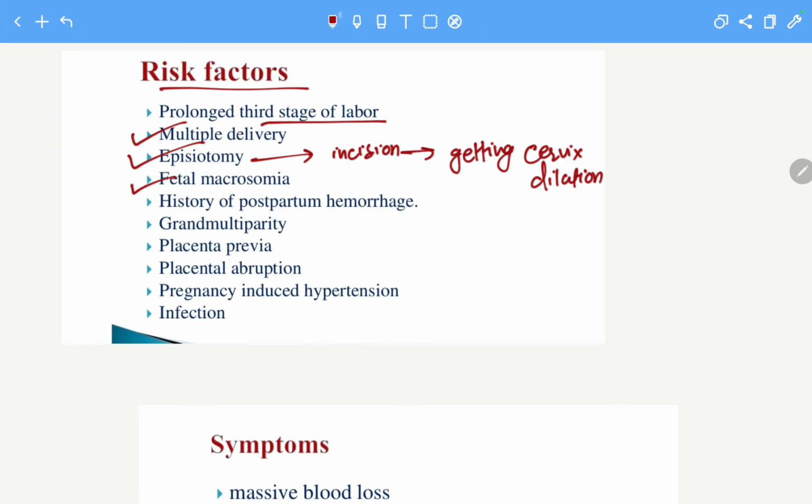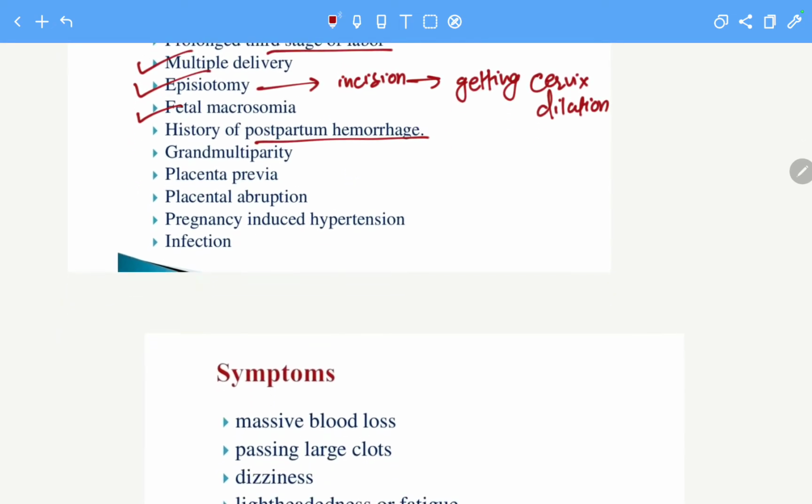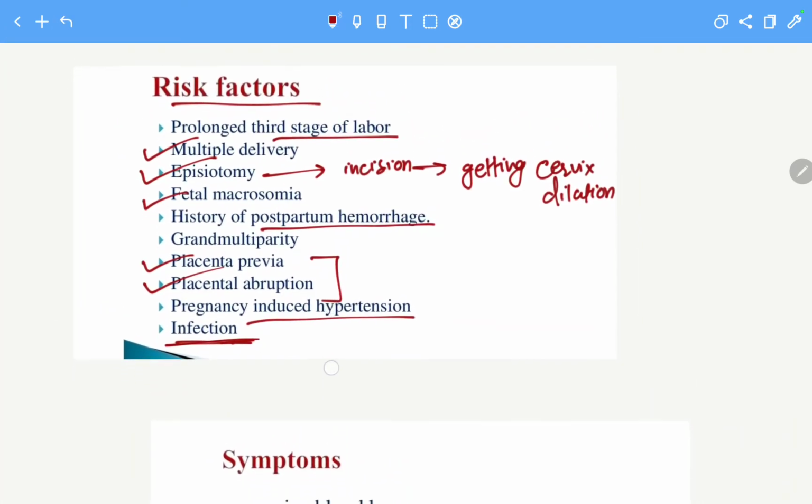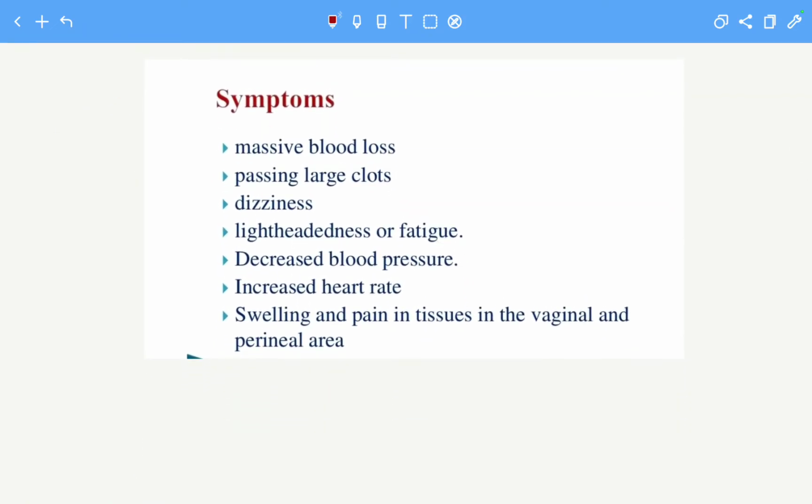If there is fetal macrosomia, history of postpartum hemorrhage, meaning PPH has happened earlier also. There is placenta previa, there is placental abruption. We will discuss all this in detail in our next topic also. Pregnancy induced hypertension, if there is the case of hypertension, that can lead to the PPH. And if there is any infection, that can also lead to the PPH.